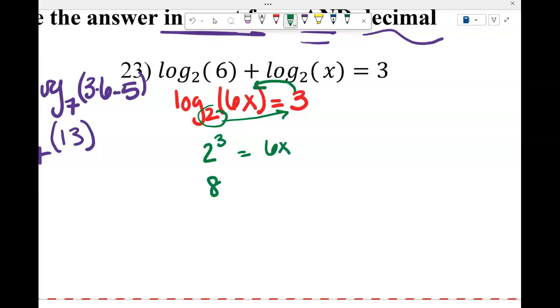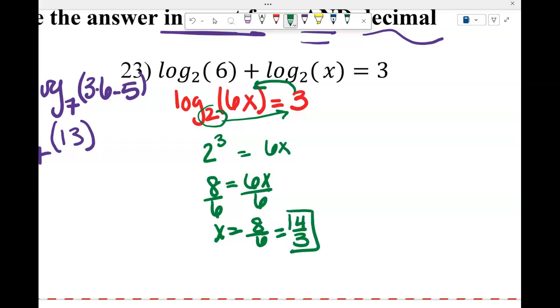2 to the third is 8. 8 equals 6x. Divide both sides by 6. X is coming out to be 8 divided by 6, but reduced by 2. So 4 over 3 is our final answer for x.